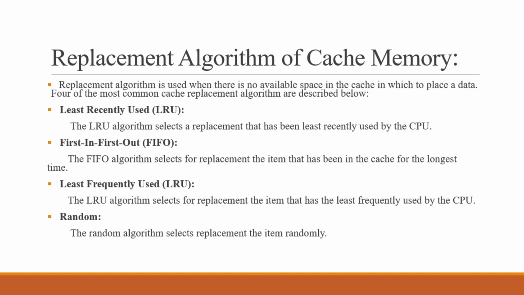This algorithm evicts the oldest atom from the cache. It works on the assumption that the atoms that have been in the cache the longest are the least likely to be needed in future. Next is least frequently used. This algorithm evicts the least frequently used atom from the cache. It works on the assumption that if an atom hasn't been accessed frequently, it's unlikely to be accessed in the near future. And the last is random. This algorithm evicts a random atom from the cache. It works on the assumption that all atoms in the cache have an equal chance of being needed.